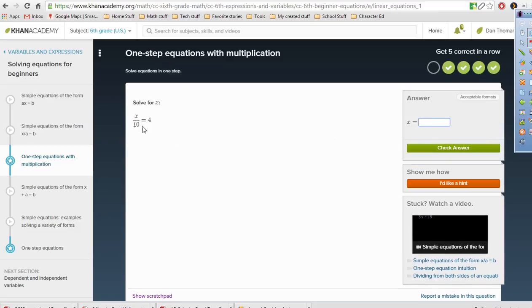And lastly, this is divide by 10. So I'm going to multiply by 10 on both sides, and I will get 40. So that's how those are done.